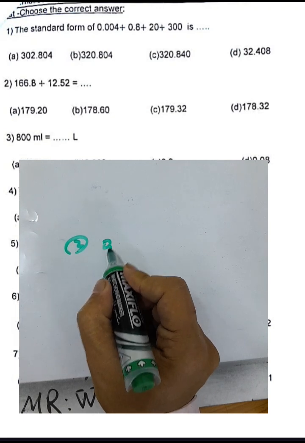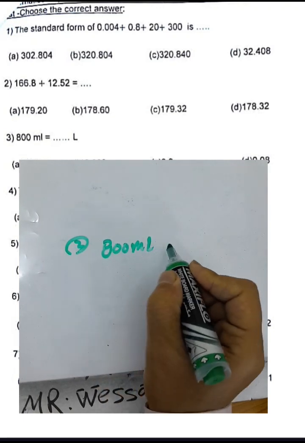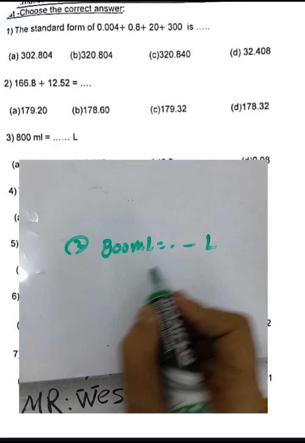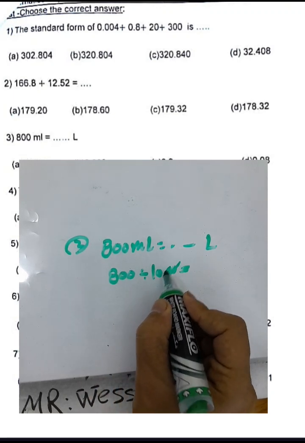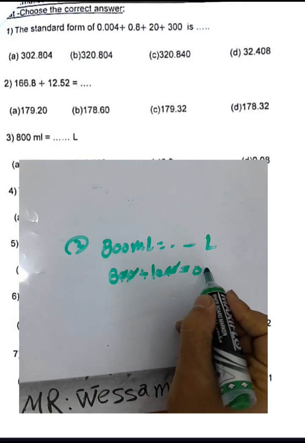800 milliliter to a liter. To convert from milliliter to liter, you must divide it by 1000. Cancel double zero by double zero. 8 divided by 10, it will be 8 tenths.